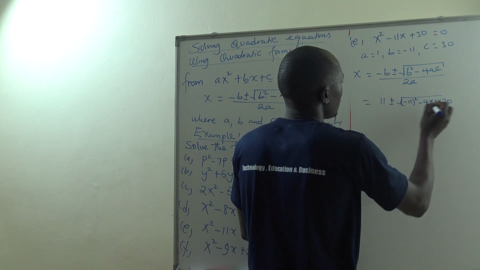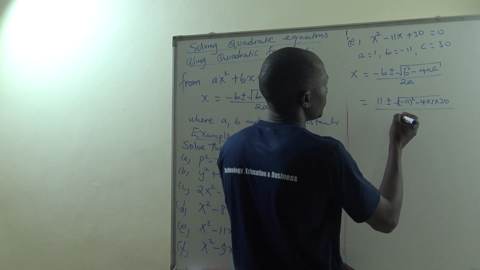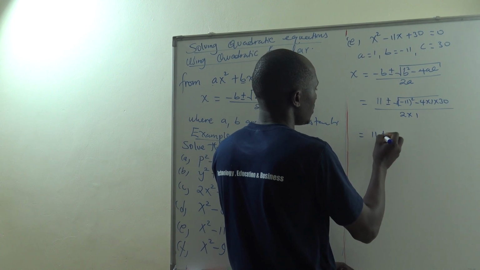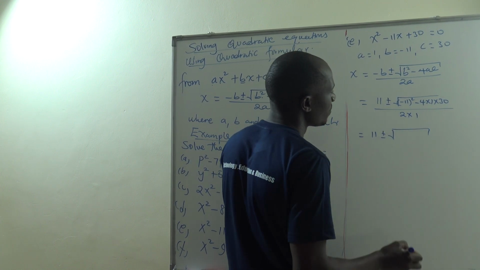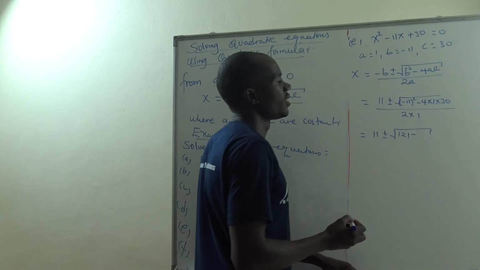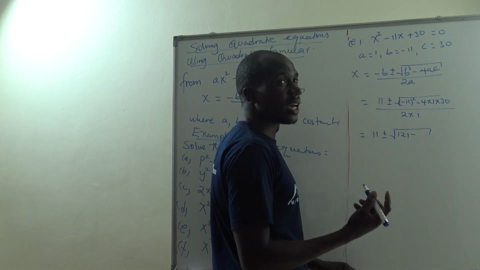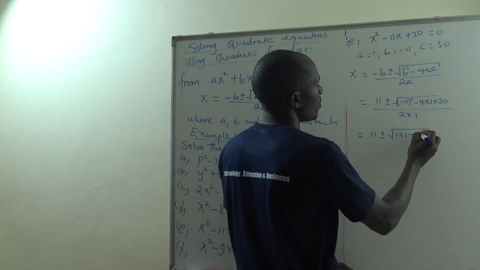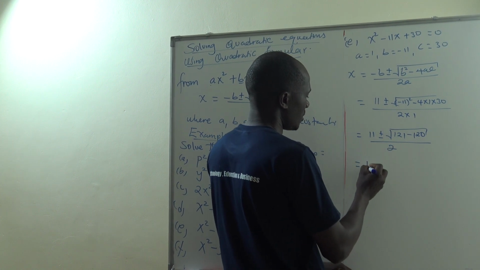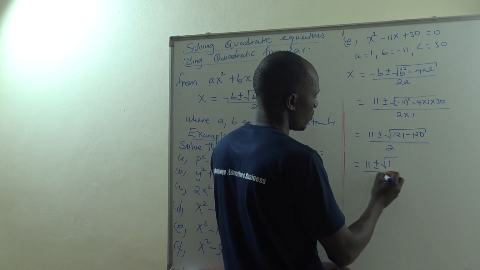1 times 30 all over, because c is 30, all over 2 times 1. We go on, this becomes 11 plus or minus root of, what is 11 squared? You get 121 minus 4 times 1, you get a 4, times 30, you come out with 120, all over 2. This becomes 11 plus or minus the root of 1, all over 2.